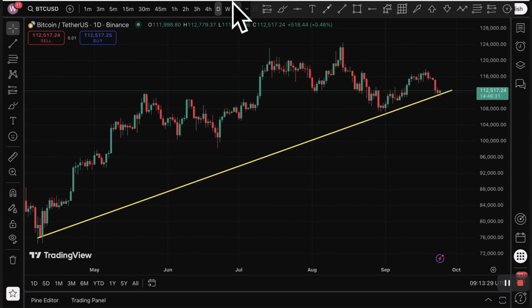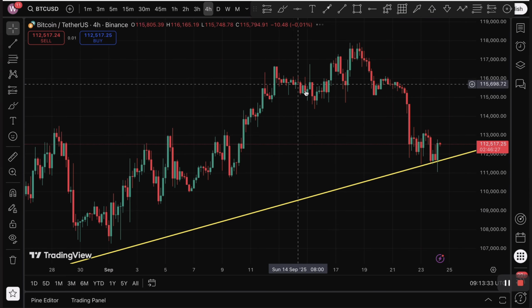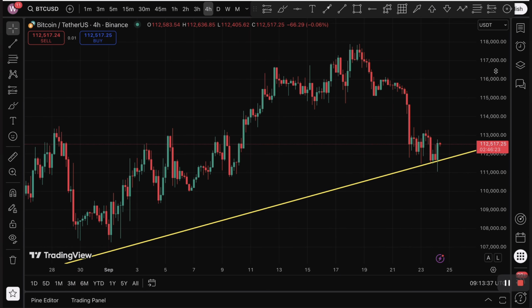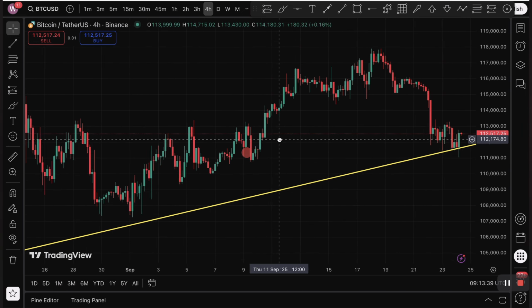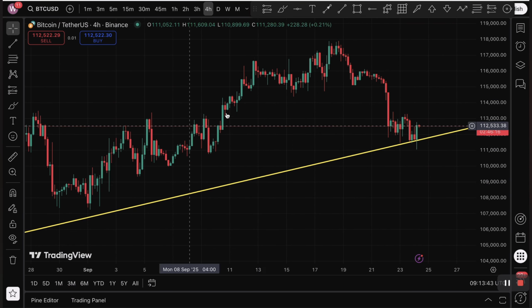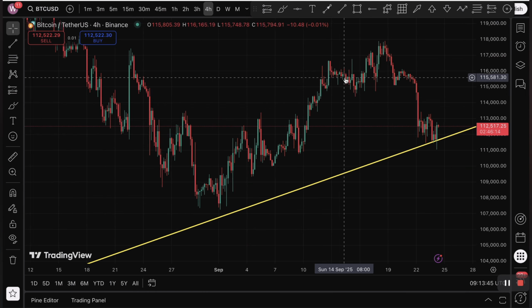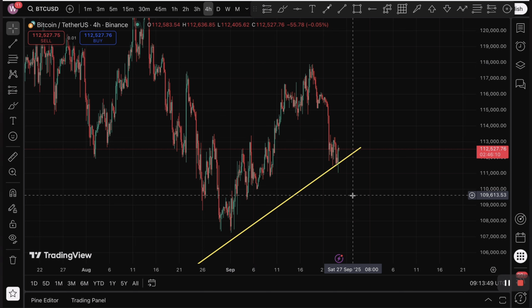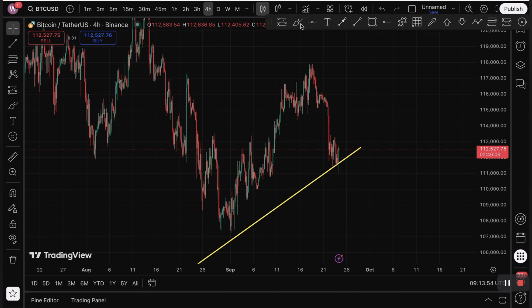So let me just use my 4 hours candle. You can see BTC is now trying to retest some level around this level. So right now I can be looking for my buy entry around this level for BTC. And let me just use another indicator for you guys to know when to buy and when to sell.